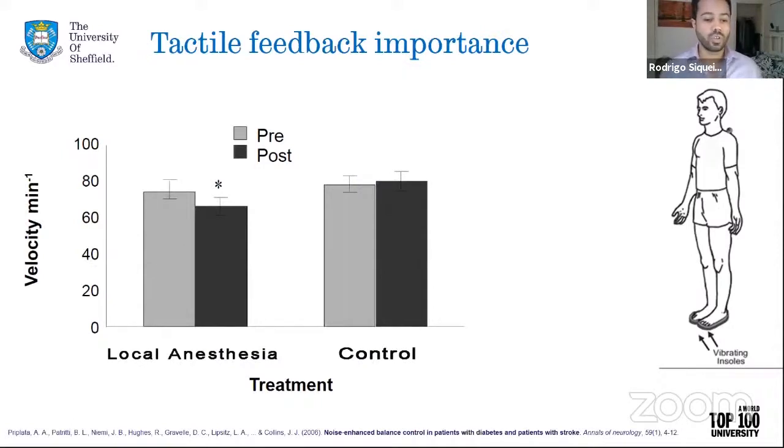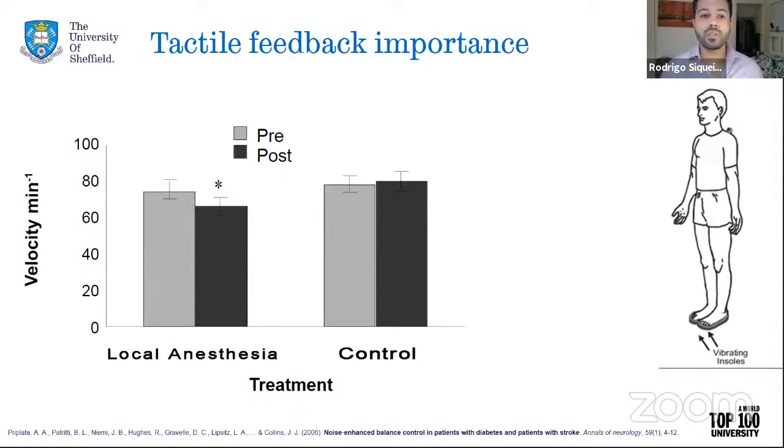So when we have a normal subject on an experiment walking and we use anesthetics on their foot sole, we can see on those plots over here, the velocity of gait, which is the y-axis of the plot, gets significantly reduced, as you can see at the gray bar in opposition to the black bar, when you anesthetize the foot. The opposite is also true. If you have patients who suffered stroke or have diabetes, if you put vibrating insoles on their shoes, you will really reduce the postural sway that you have in those conditions. So the tactile feedback from the foot sole is very important for walking and gait.